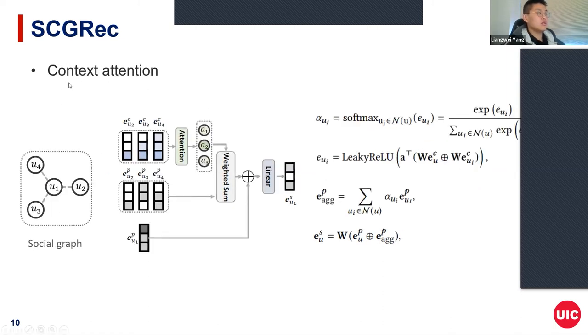And the second model is our context attention. This model aims to learn the attention weight between users and their different neighbors. Intuitively, we want the neighbors that share the same context embedding with the user to have a larger weight. So we compute the attention weight based on each user's context embedding, and use the weight as aggregation weight to aggregate each social neighbor's personalized embedding.